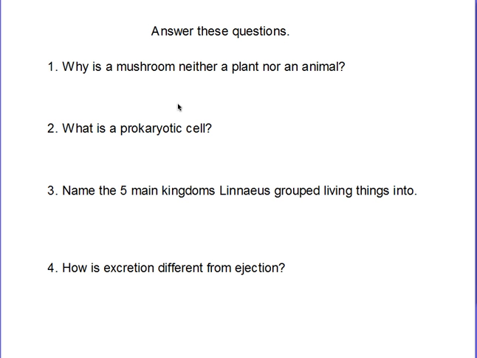Let's take a few minutes and answer these questions. Why is a mushroom neither a plant nor an animal? What is a prokaryotic cell? Name the 5 main kingdoms Linnaeus grouped living things into. How is excretion different from egestion?